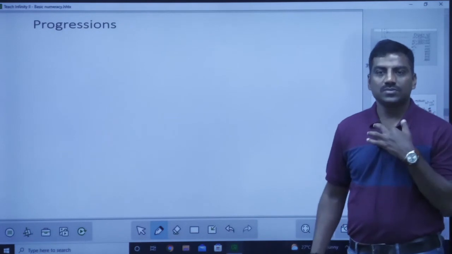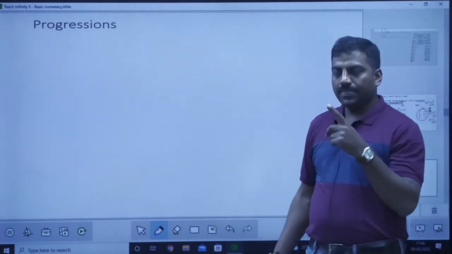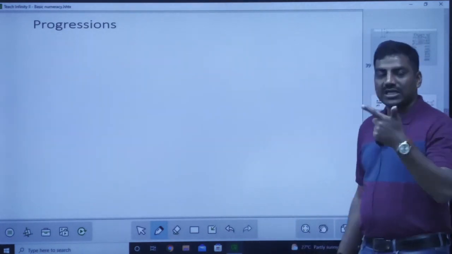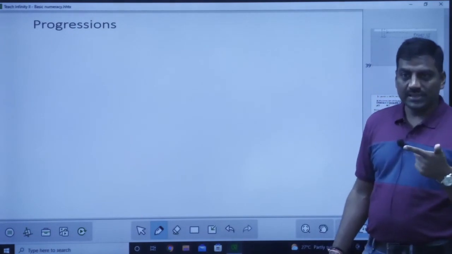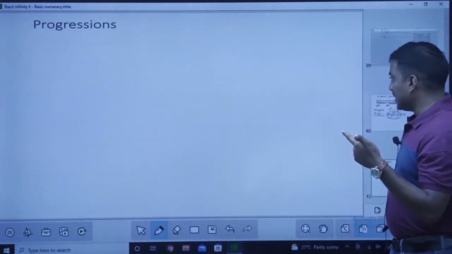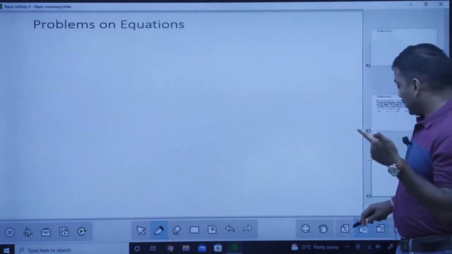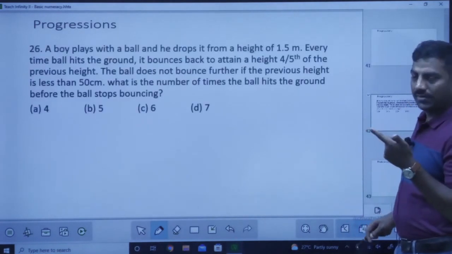Progressions. In the forthcoming class, I'll be taking number series. So I'll take these progressions then.